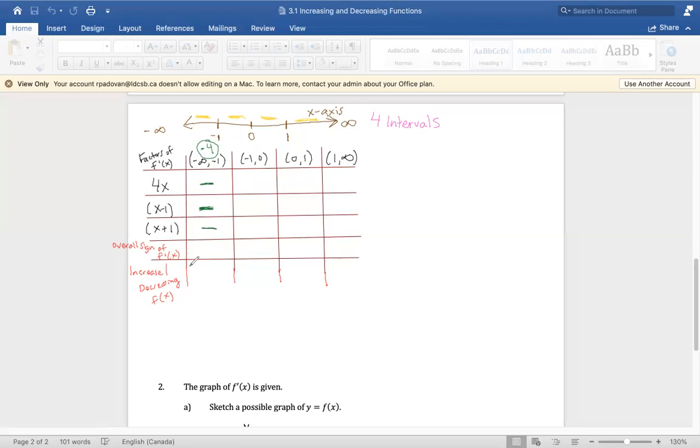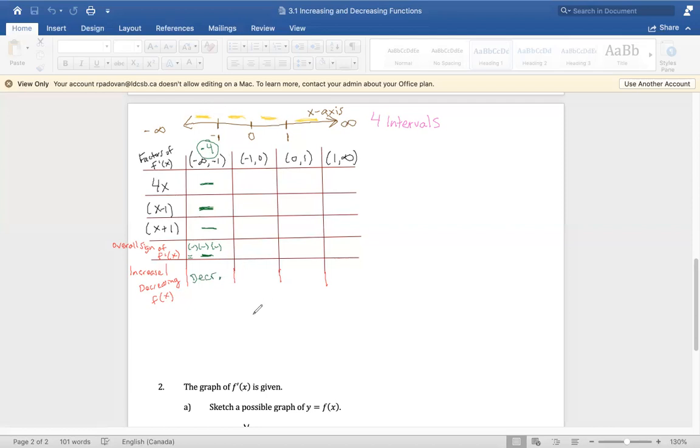And then here, the overall sign for the derivative is, if we were to look at the equation, all of my factors are being multiplied together, right? The answer was 4x times this times this. So if I multiply all of these signs together, a negative multiplied by a negative is a positive, and a positive and a negative results in a negative overall. That negative there is telling us that the function in this interval is decreasing.